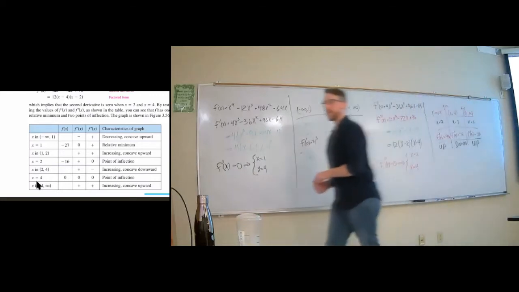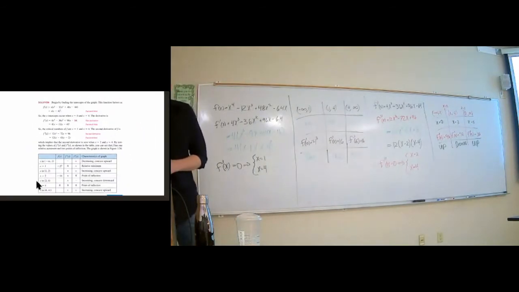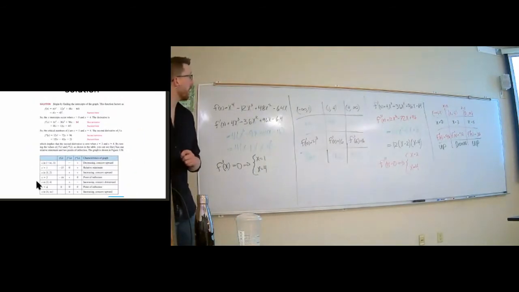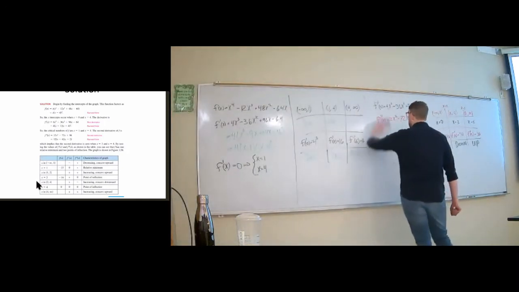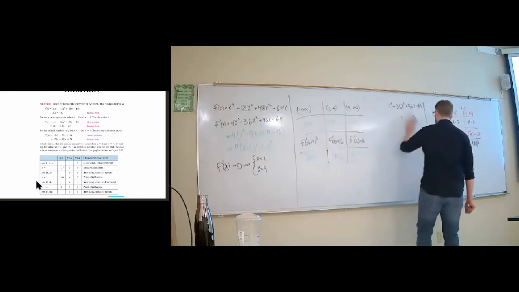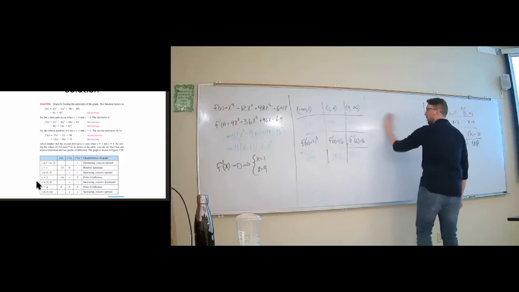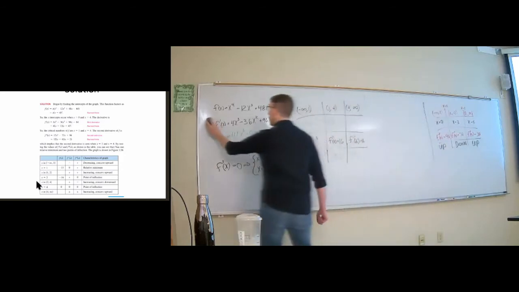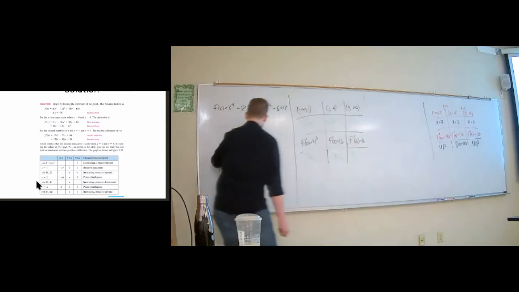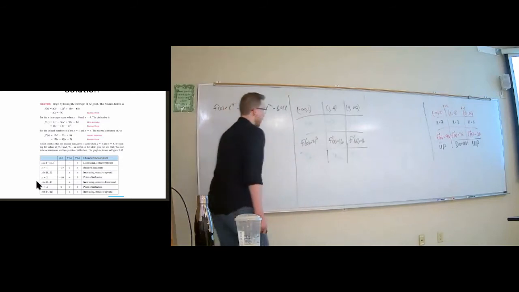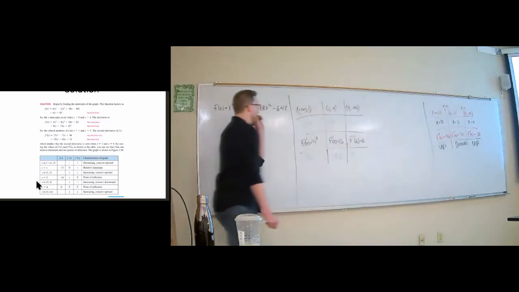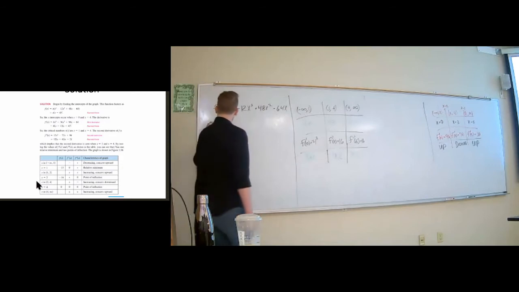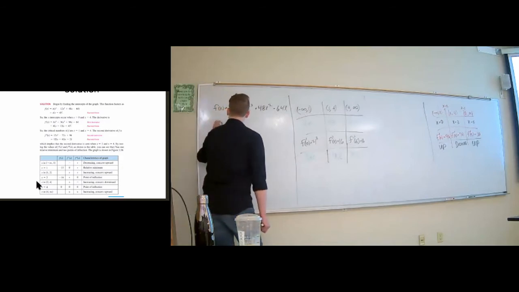Now, let's check this against the graph. Actually, before we check this against the graph, let's actually try to graph this out now. I'm going to graph that here in the middle. But before I do that, we're going to make a couple observations. Observation number 1. When x is equal to 0, our function is equal to 0.